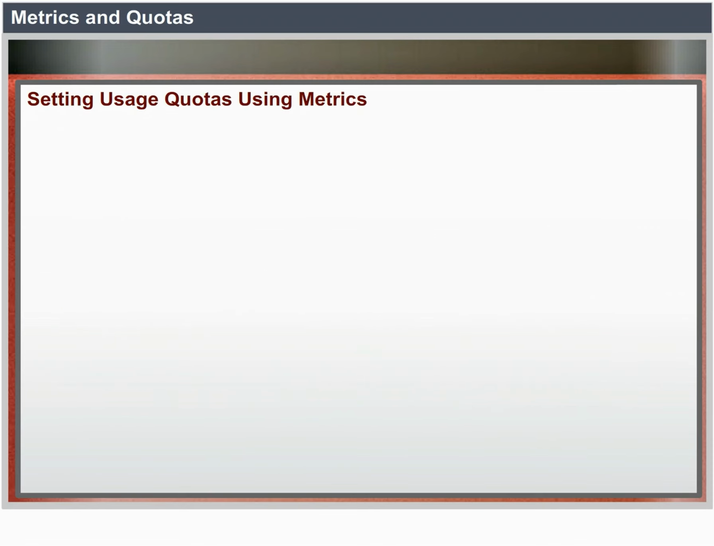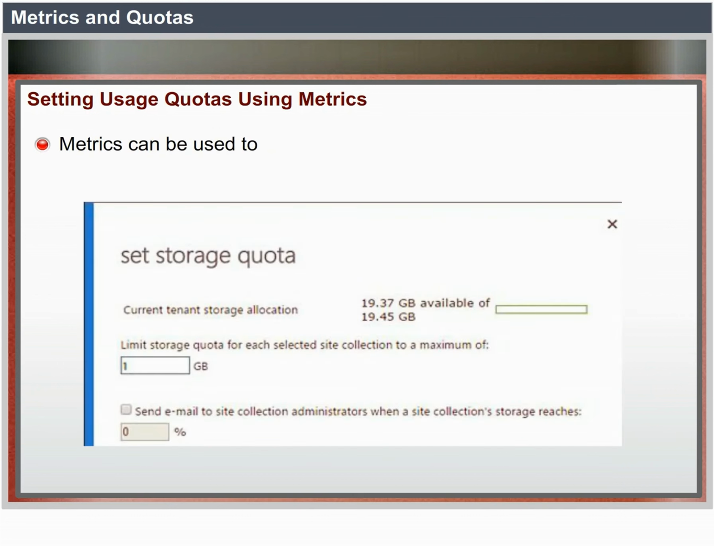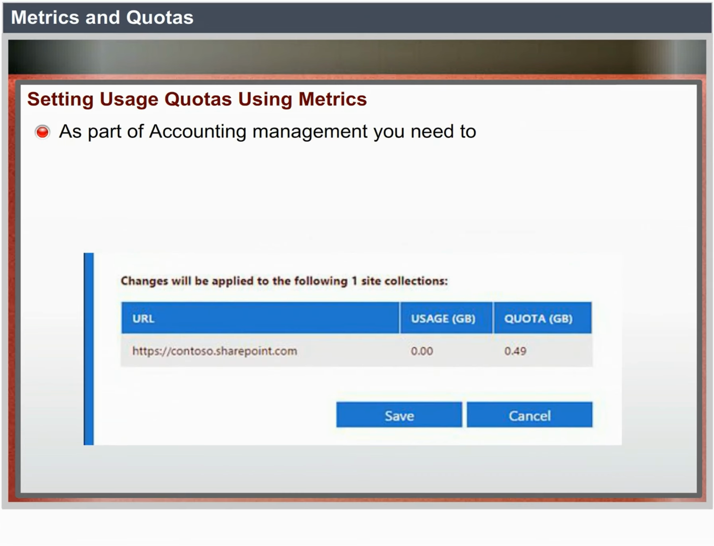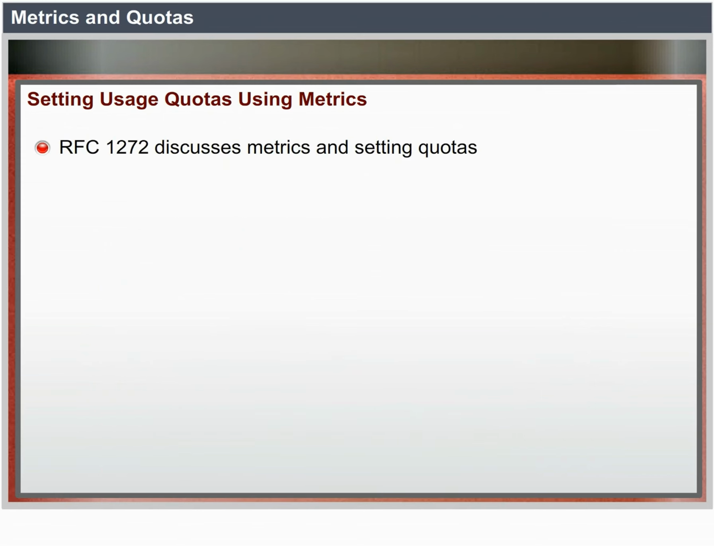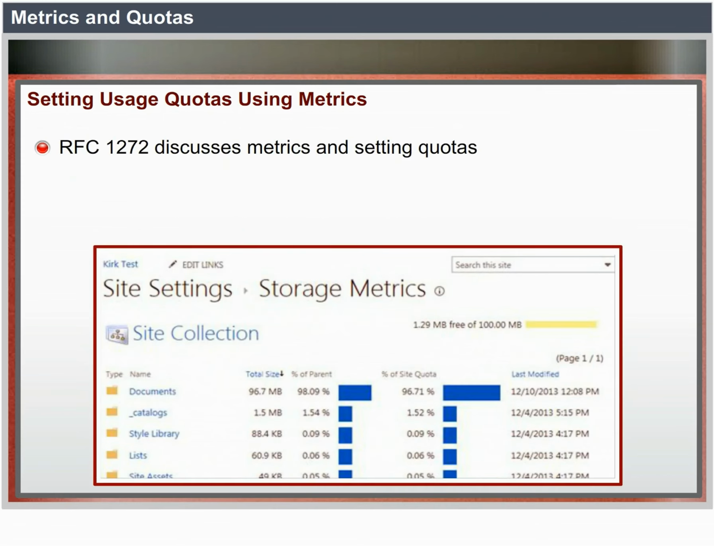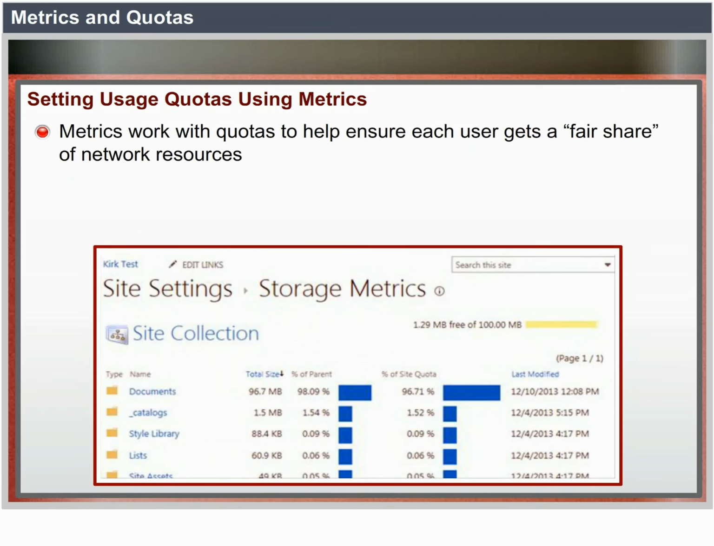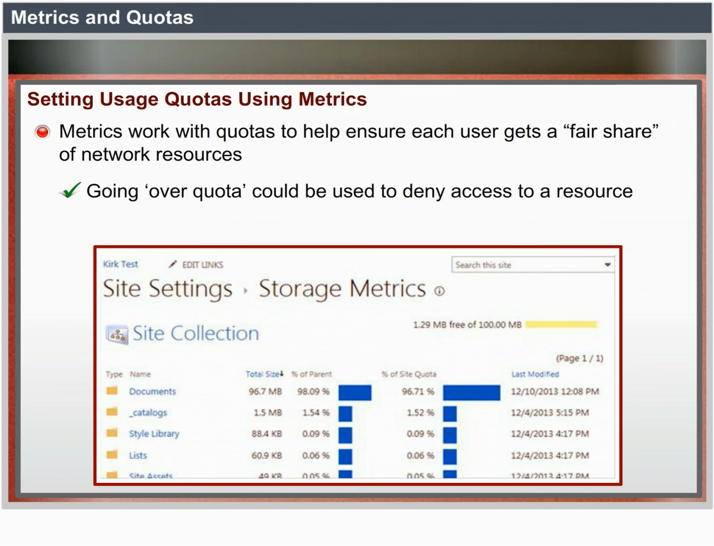Setting usage quotas using metrics. Metrics can be used to learn to what extent users use network resources. As part of accounting management, you need to decide which resources to measure and collect metrics about their use. RFC 1272 discusses metrics and setting quotas. Metrics work with quotas to help ensure each user gets a fair share of network resources. Going over quota could be used to deny access to a resource, or increase the bill if over quota.